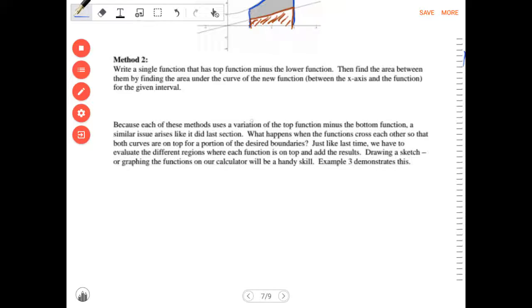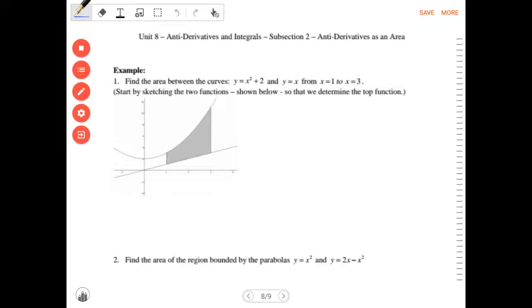Because each of these methods uses a variation of the top function minus the bottom function, a similar issue arises like it did last section. What happens when the functions cross each other so that both curves are on top for a portion of the desired boundaries? Just like last time, we have to evaluate the different regions where each function is on top and add the results. Drawing a sketch or graphing the functions on your calculator will be a very handy skill, and example 3 will demonstrate that part. All right, let's get on with it and see where we go.